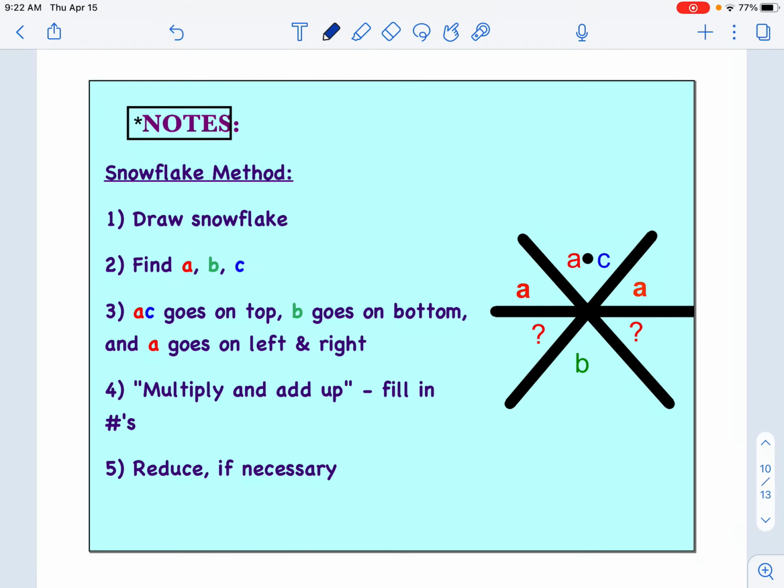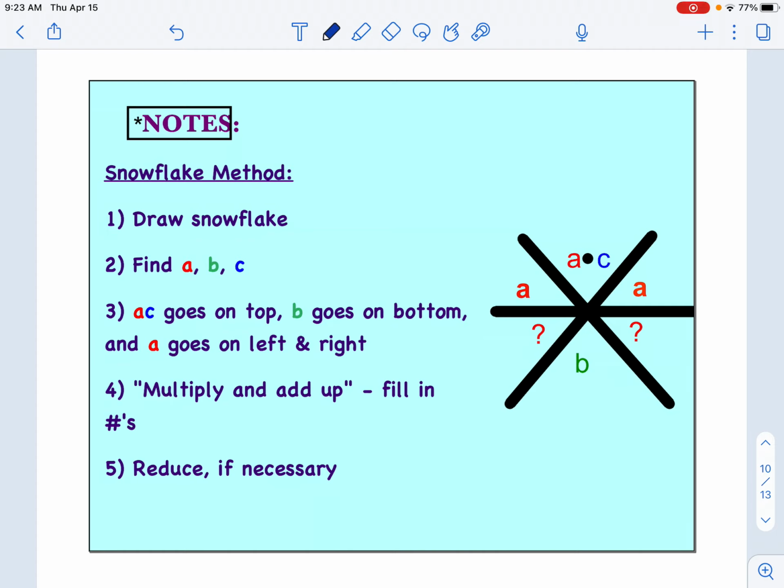Chapter 8. This is a different factoring method that we have used in the past but are not highlighting this year. So if you would like some information about the snowflake or asterisk method, you can watch this video and see if this method works better for you.